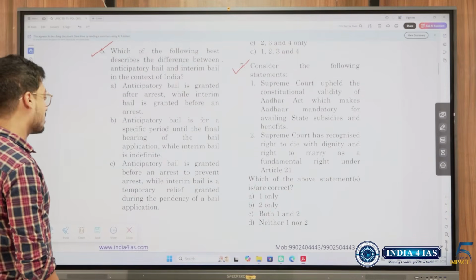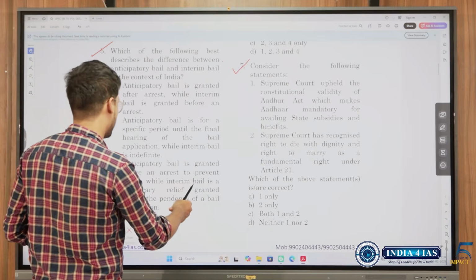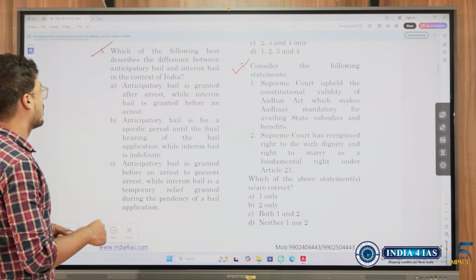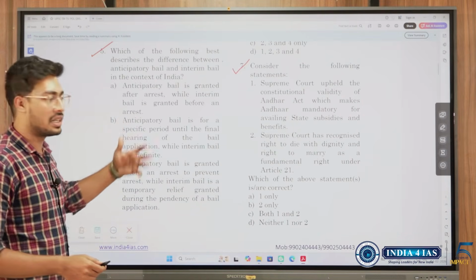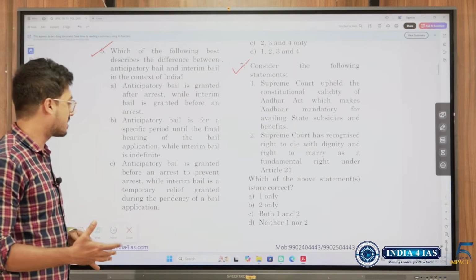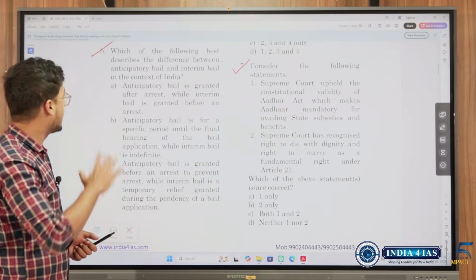So next, what else is remaining? Anticipatory bail is granted before an arrest, while interim bail is temporary relief granted. Okay. So these three statements, it is difficult to make out, but D you could have eliminated. So if it was choosing among two options, then we could have taken a guess. But since it is three, it becomes difficult to deduce. So it was better meant to be left.